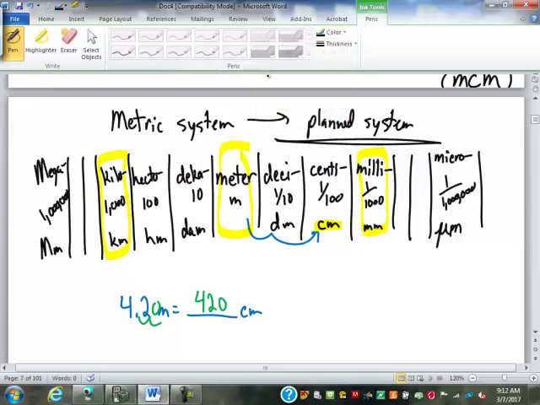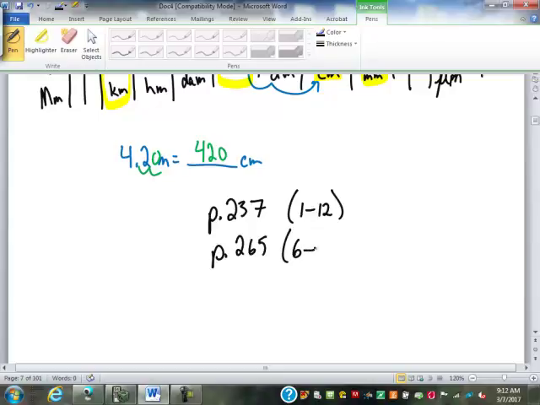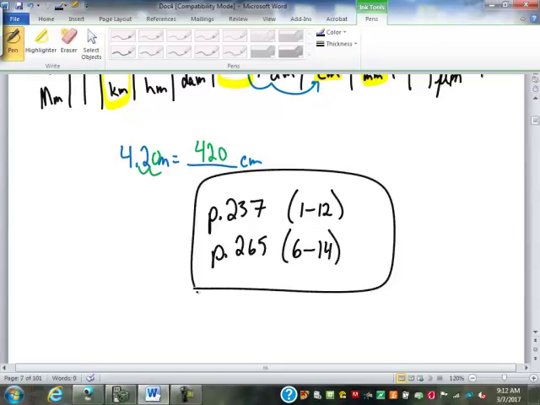With that, we're going to let you guys try some homework. I'm going to give you a packet, and in this packet, it's going to be page 237, 1 through 12, and page 265, 6 through 14. So I'll grab this packet for you right now.